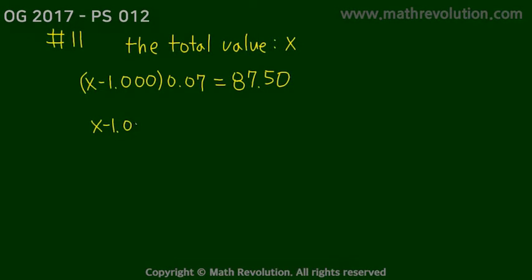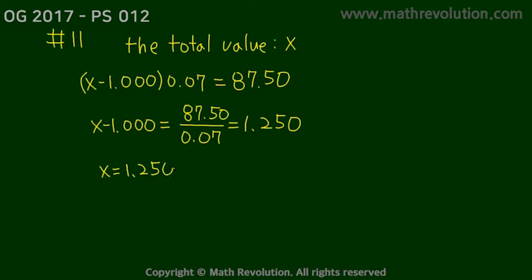So let's divide each side by 0.07. X minus 1,000 equals 87.50 over 0.07. And this is $1,250. So X equals 1,250 plus 1,000, which equals $2,250. So the answer is choice C.